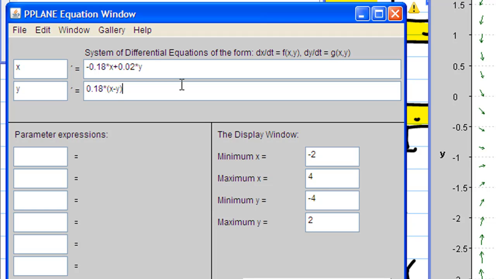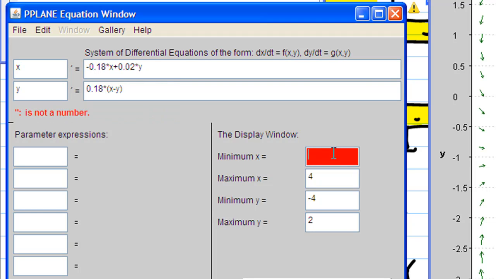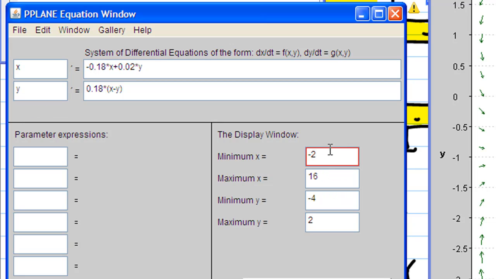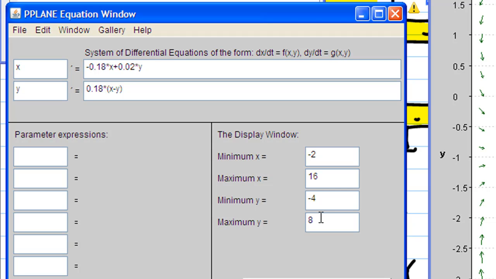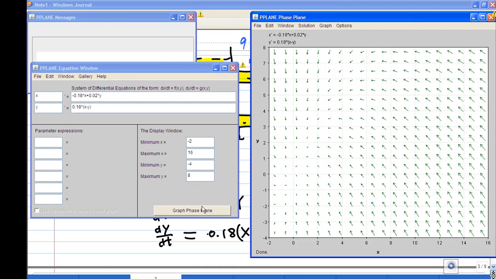Okay, and then I want to change the parameters. Maximum is 16, right? So I can put maximum x as 16. Minimum I keep at, say, minus 2. And for y content, initially y is 0. Say I keep the maximum of y at, let's say, 8. Then I'm going to graph the phase plane. So from the phase plane, we notice that the point 0, 0 looks like a sink. We can confirm it also, but let's look at a solution here.